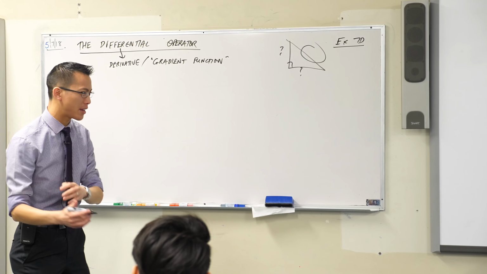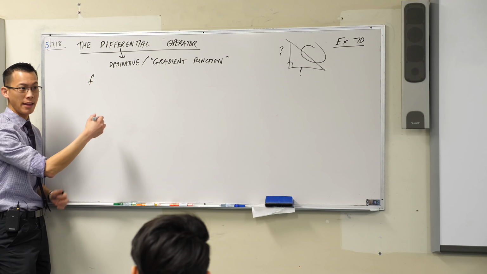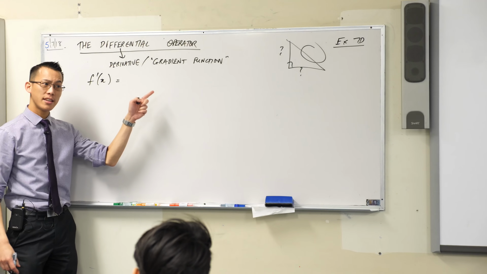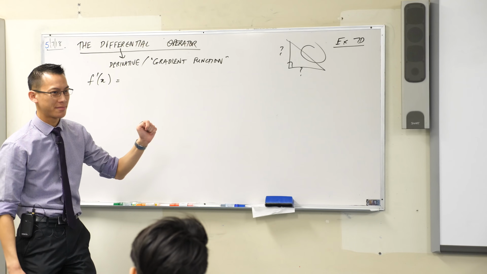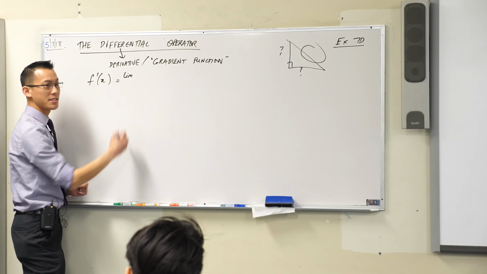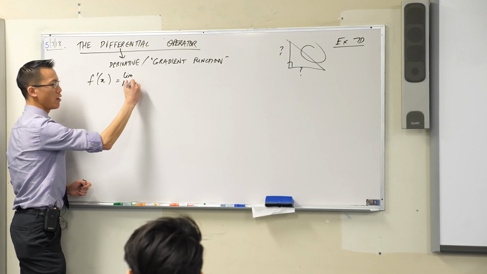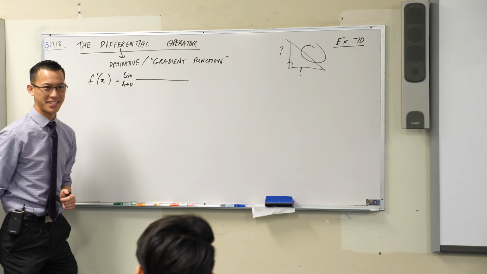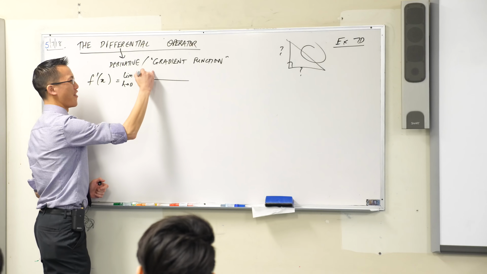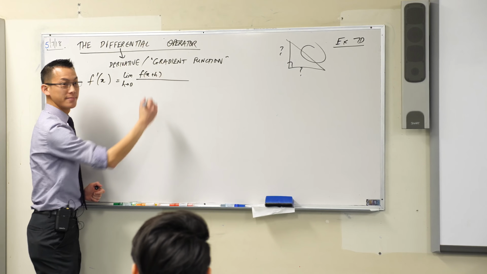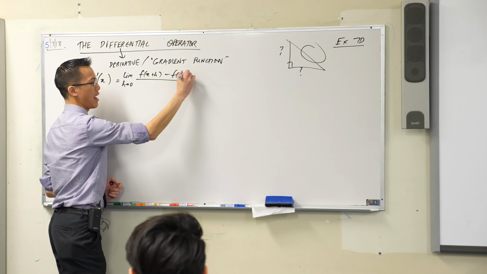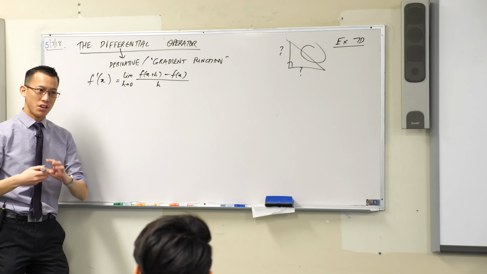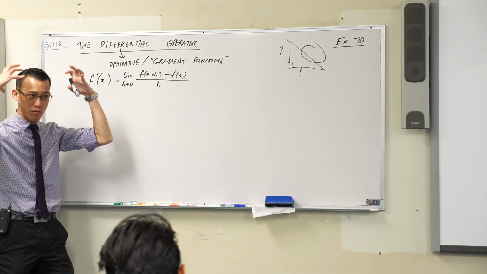So how do we begin with this? Well, we said if you have some function, f of x, then its derivative, f dash, is equal to a particular limit. Do you remember what the limit was? Limit as h approaches 0 of what? I'll give you a clue. It's a fraction. f of x plus h, you take away f of x, and what that's divided by is h. Very good. Okay.